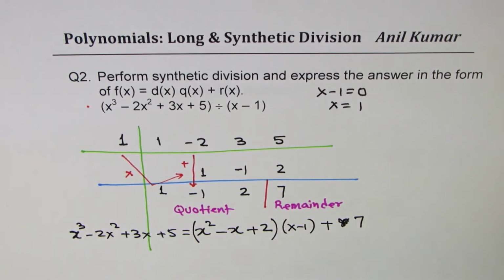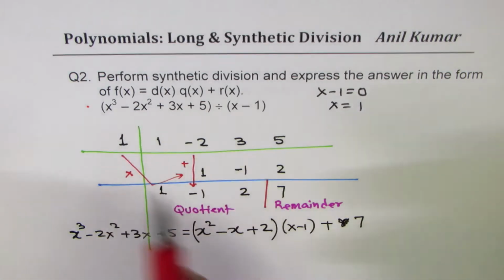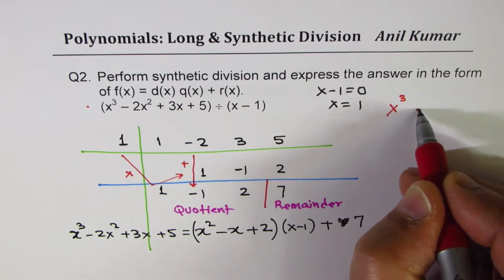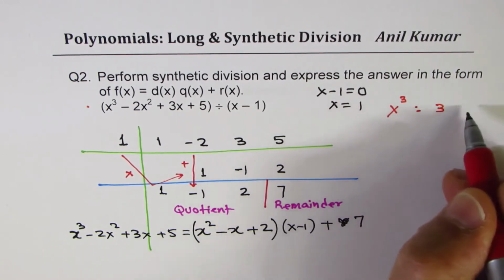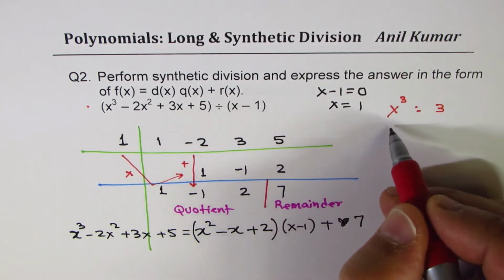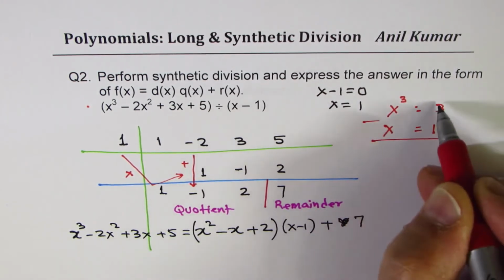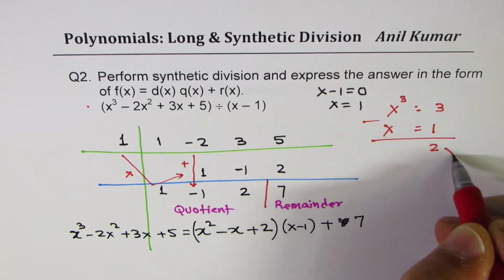So that is how we should do it. Now it should be very clear that the quotient is degree 2. How do we get it? x cubed is the degree, that means degree is 3, right? That is for the function, and for the linear function degree is 1. Their difference of degree is 2. So quadratic quotient.